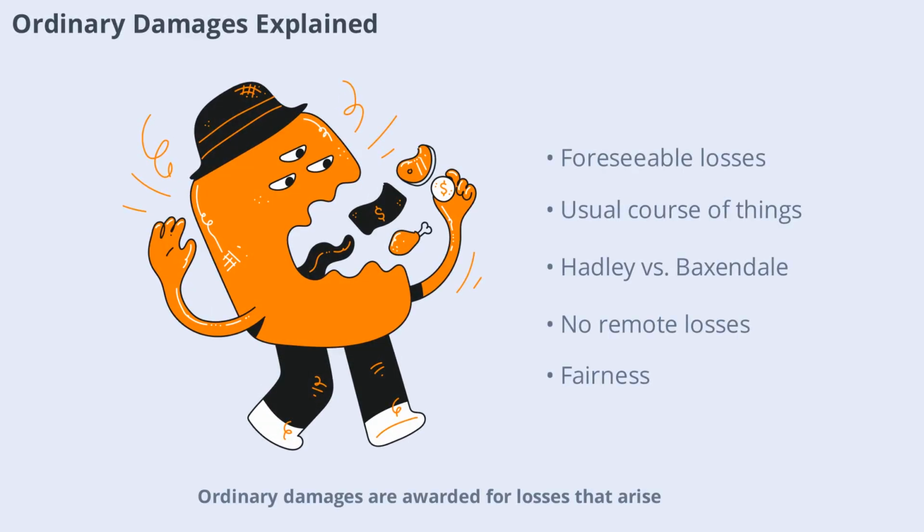Ordinary damages are awarded for losses that arise in the usual course of things from the breach. For example, in Hadley v. Baxendale, the court held that only ordinary damages could be claimed, not for remote losses like lost profits unless those were communicated at the time of contract. This ensures compensation is limited to foreseeable losses, maintaining fairness and predictability in contract enforcement.